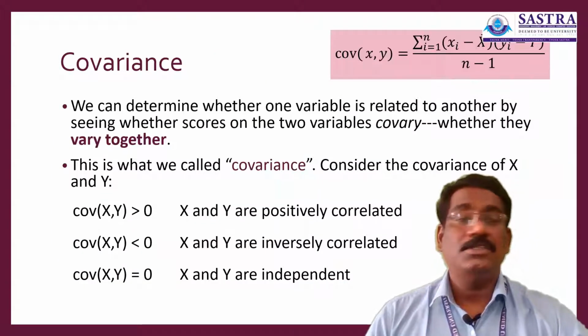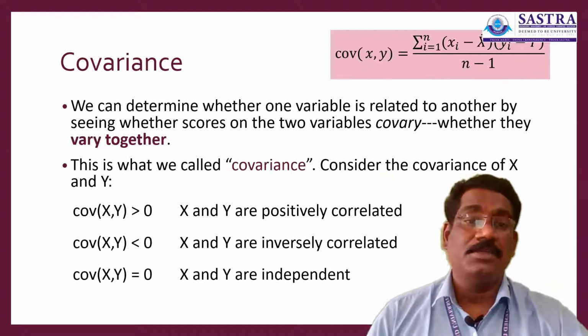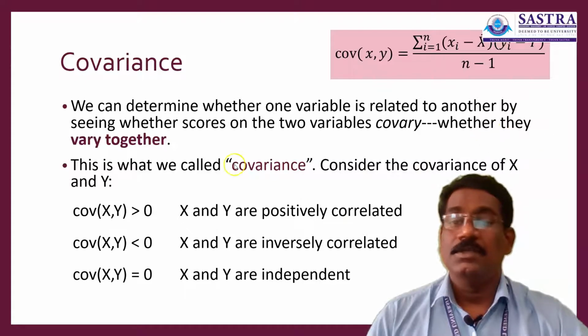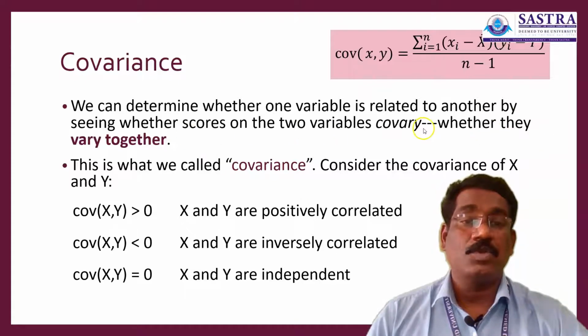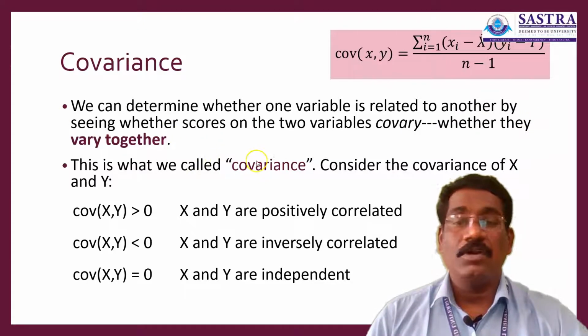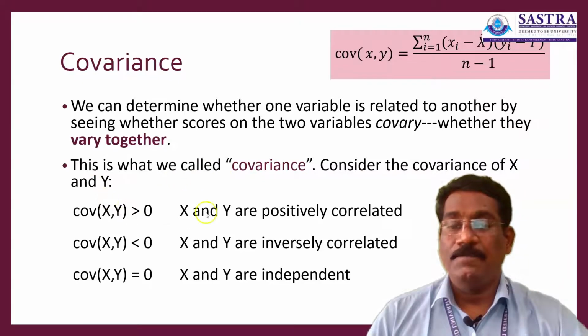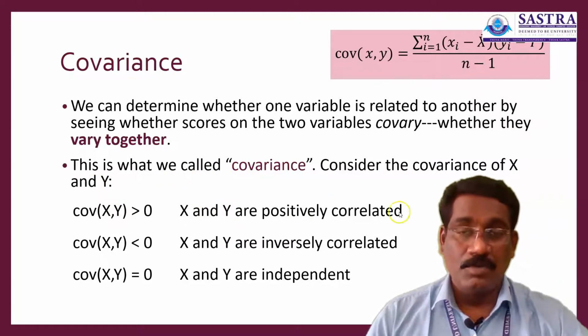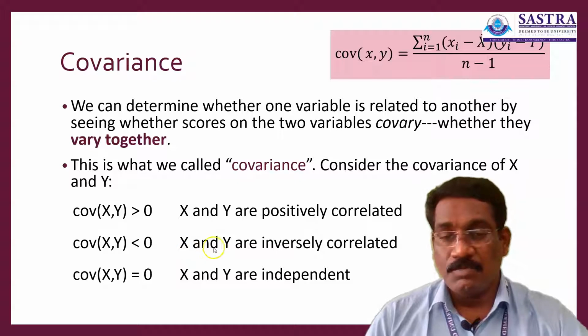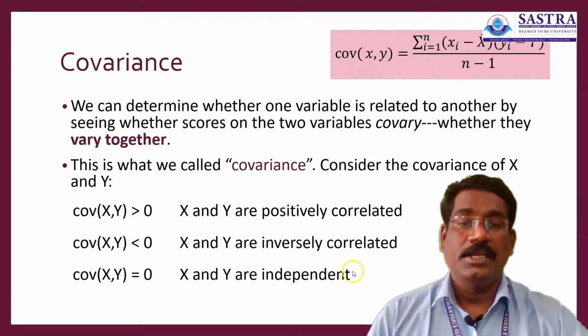So these are the mathematical, statistical formulas to understand covariance. We can determine whether one variable is related to another by seeing whether the scores of the two variables co-vary, whether they vary together. This is what we call the covariance. Consider the covariance of x and y. X and y are positively correlated, that is one possibility, or x and y are inversely correlated. Sometimes there is no correlation, x and y are independent.